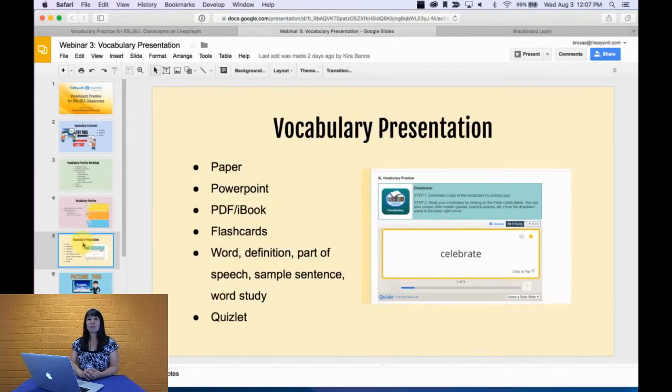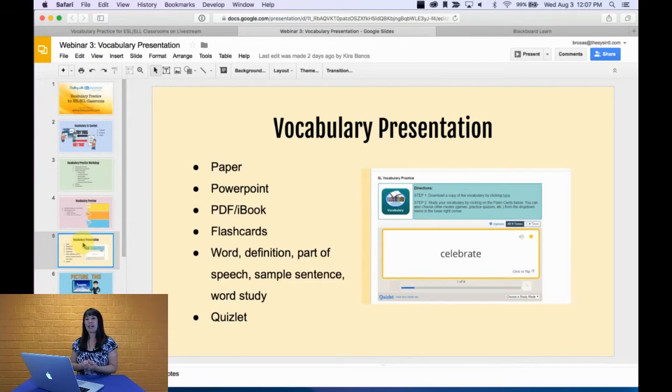All right. So moving on to vocabulary presentation. We believe teachers are very integral in the process of learning vocabulary as well as learning in general. So for vocabulary presentation, again, you can give it to them as a paper. Make a PowerPoint. So on the PowerPoint, you might have just the word or some definitions, or your PDF, iBook, or even flashcards.